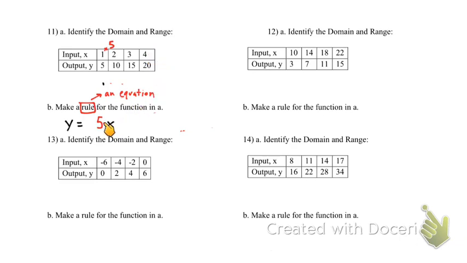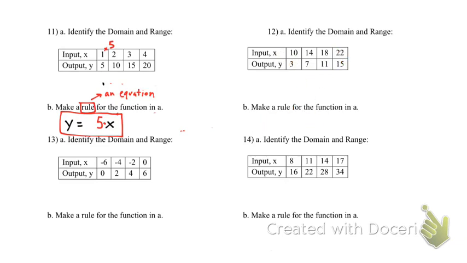Now I'm going to try the last input. Plug in 4 for x. 5 times 4. Does it give me my correct output? Yes. So that means we have just found our rule. This equation is the rule for this function. Okay? And that's basically what we're doing. Let's go ahead and jump over to number 12. Okay? So I want to find a rule here.